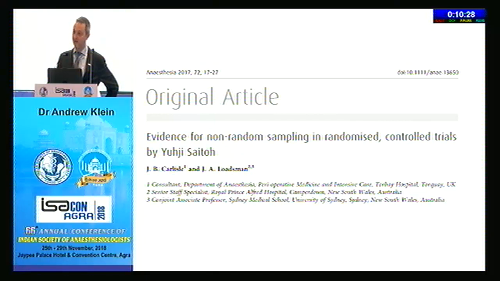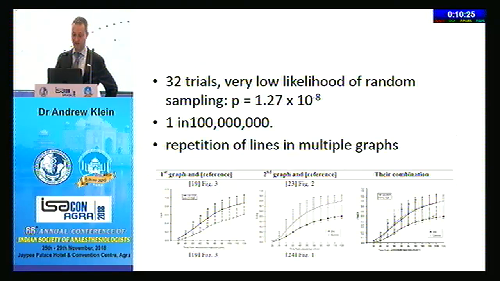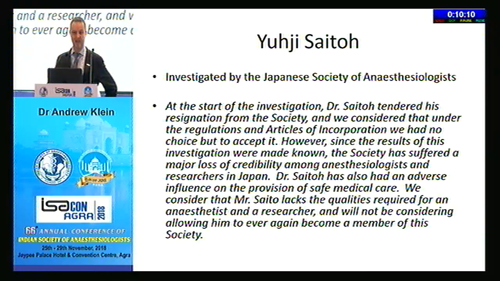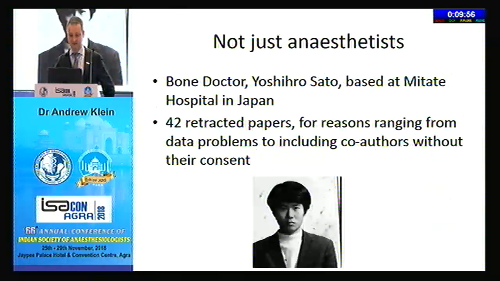And then here is another, also from Japan, unfortunately. This is an author called Sato, and he copied all the graphs. He had the same graphs in lots and lots of different articles, in lots and lots of different journals, and he also made his data up. He was investigated by the Japanese Society of Anesthesiologists, and when they asked him what had happened, he said he made it all up, and they sacked him from the Society, and they said he could never be a member of the society again.